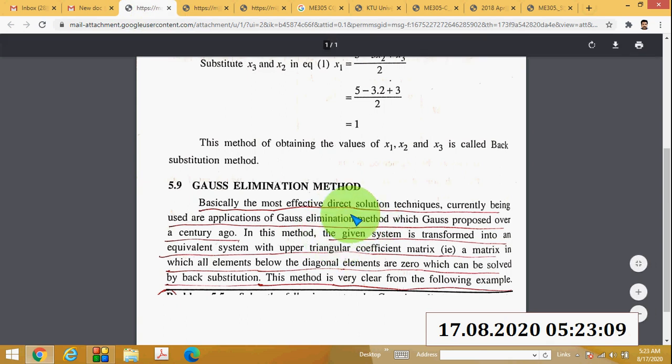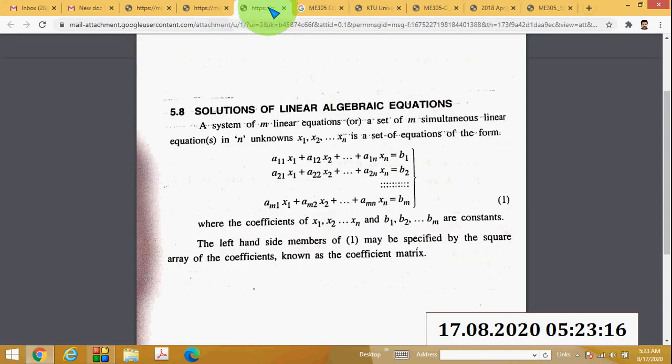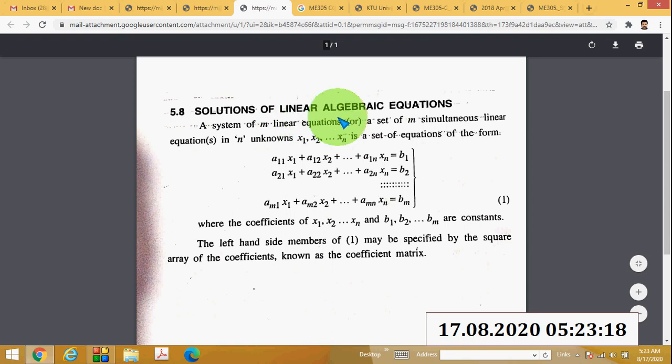Gauss Elimination method is basically the most effective direct solution technique. It is used for solving linear algebraic equations. A system of m linear equations will be there, and you have to solve this linear algebraic system.